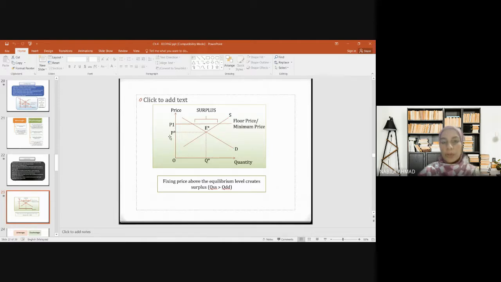So this is equilibrium price. So bila government rasa harga terlalu rendah, government naikkan harga lah. So di impose minimum price ataupun price floor. So the price will increase here, P1, and there will be surplus. Okay, there will be surplus. Sama juga kalau minimum wage.